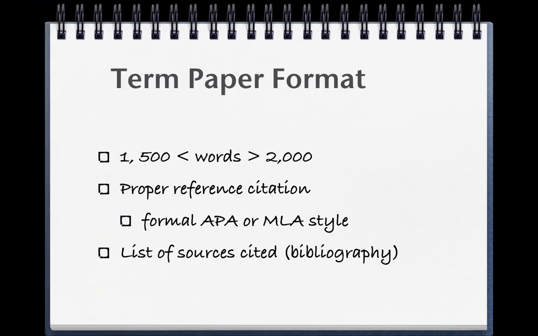So what should the format of your paper be? Your paper should be somewhere between 1,500 and 2,000 words. Of course, depending on whether you double space or single space, depending on the size of your font, that's going to be more or less pages, which is why I use word count instead of page count. Your paper format should include proper reference citations, and you can either use APA or MLA style. The important thing is you're consistent in whatever style you use here. And at the end, there should be a list of sources cited in your bibliography.